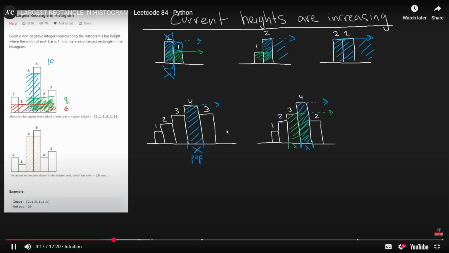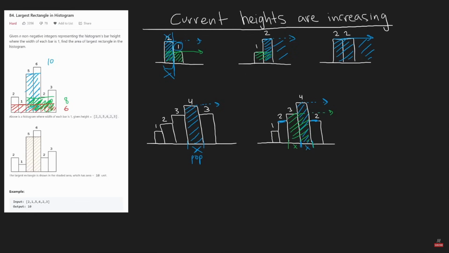What about this 2 over here? Well, since the new height that we got is also 2, we can keep extending it. There's no reason we can't. So we will only have to pop these 2 elements, the 3 and the 4, because we can't extend them any farther because now we reached a 2.